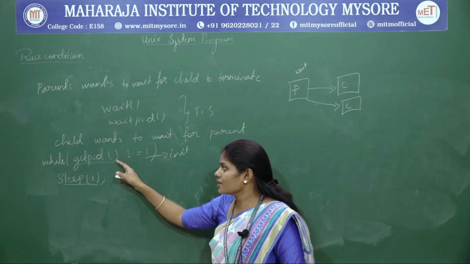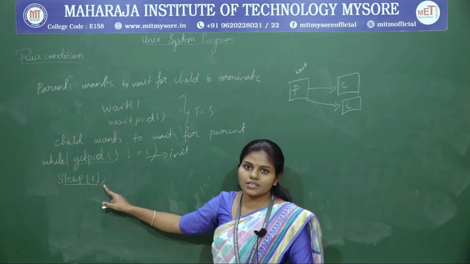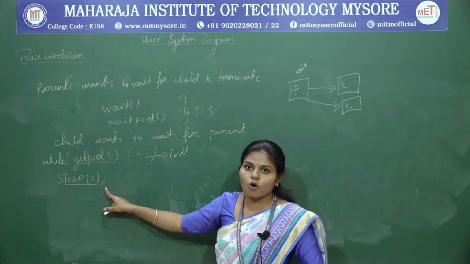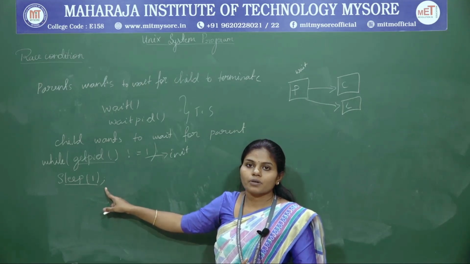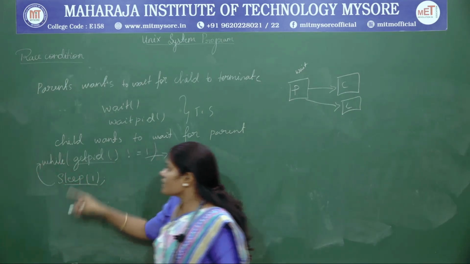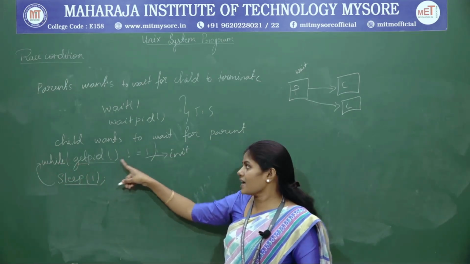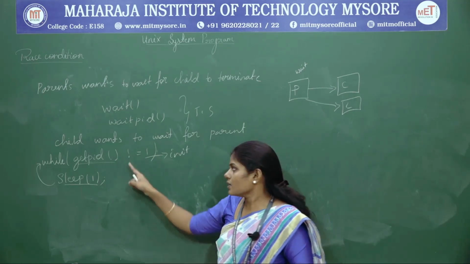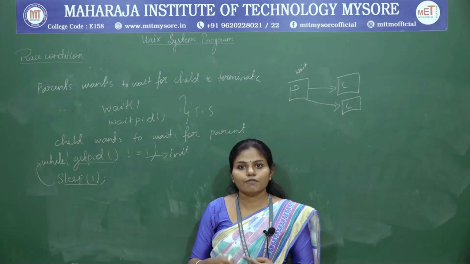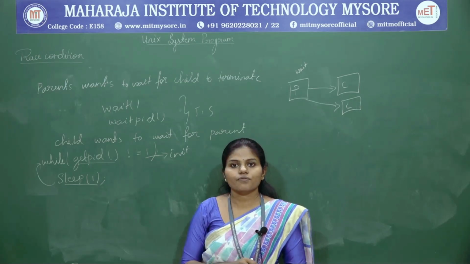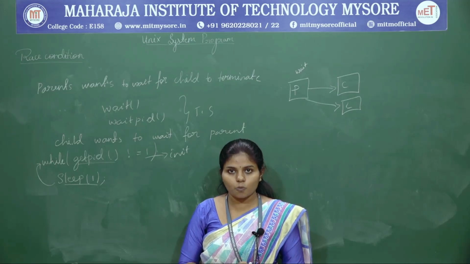So when the CPU fetches these lines, it is going to make the parent sleep for 1 minute. After 1 minute, it wakes up again and runs while getppid is not equal to 1. So it is going to check this condition infinitely, right? Once this condition becomes true, it comes out of the loop, right?